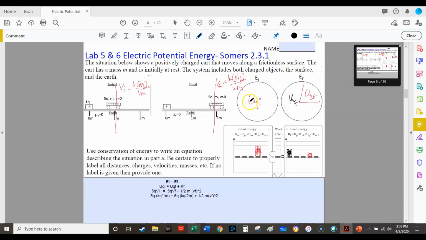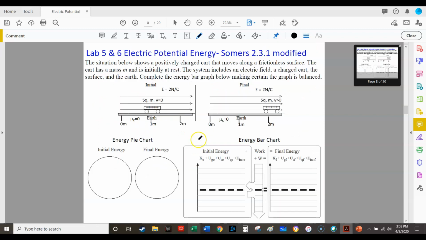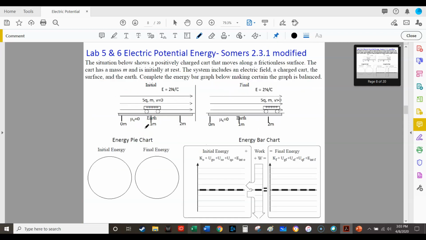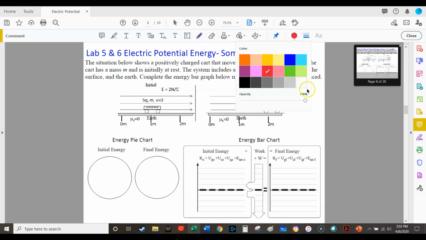So that is a problem where you have 2 point charges interacting with each other. Now let's try another problem where we've got an electric field causing the same situation as before. So it's the same problem, but now instead of a little block causing a voltage at this point and a voltage at this point over here, we're going to have an electric field. So let's talk about it.